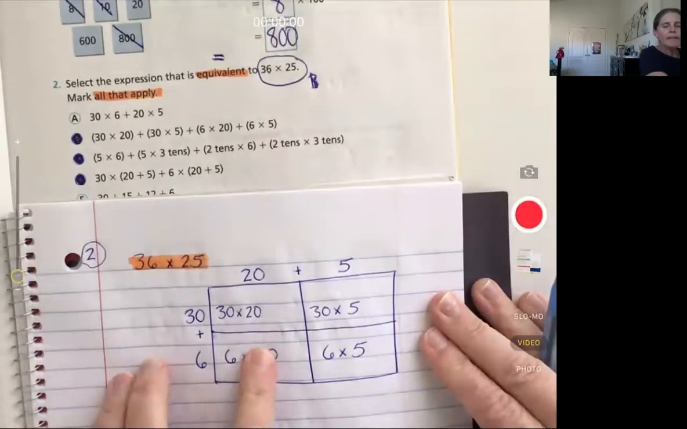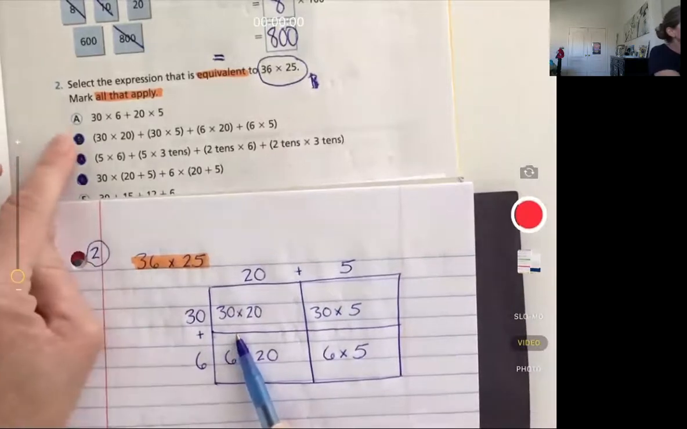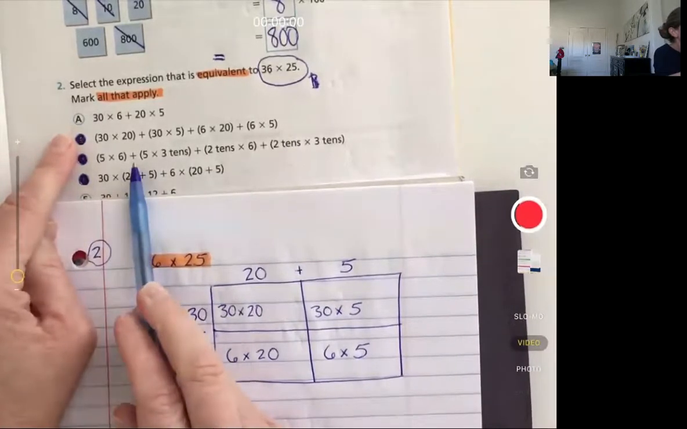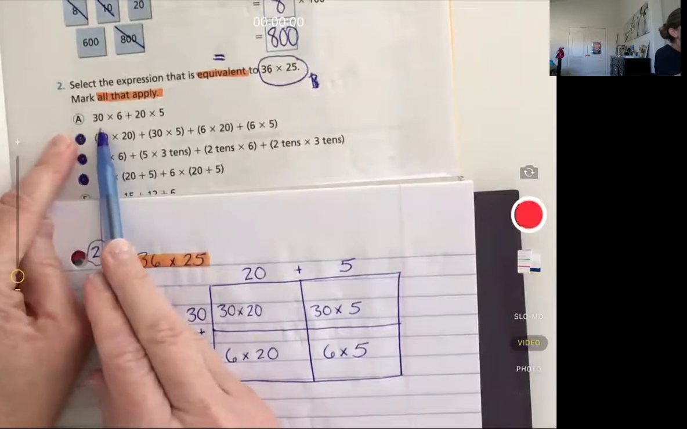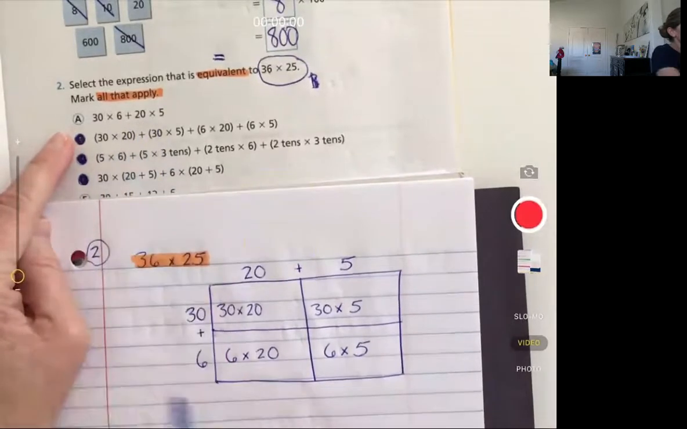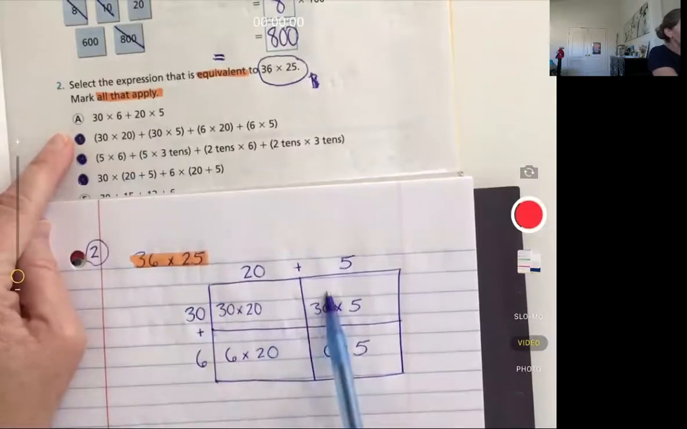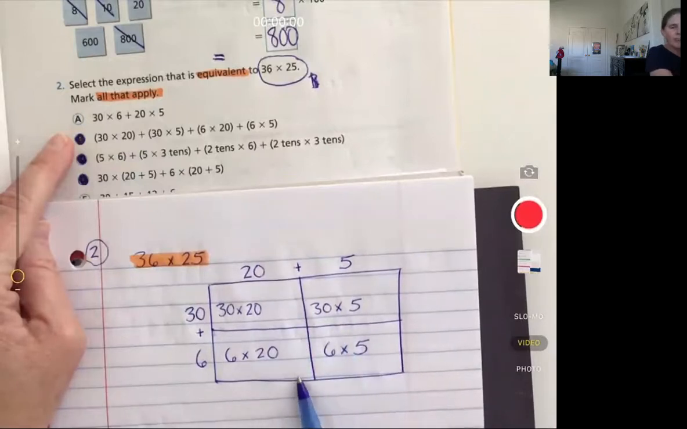Once I have this area model made, it's nice because I can look at what parts go together. Well, if I start on letter A, 30 times 6 plus 20 times 5, that's not enough. I didn't hit all 4 partial products. So that's the really important thing. I've got to make sure I get them all.